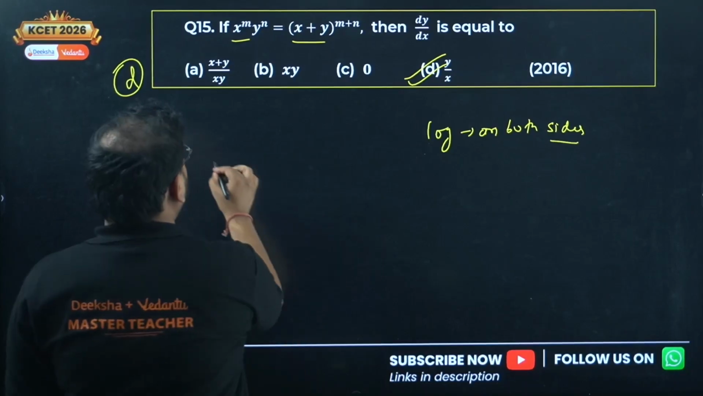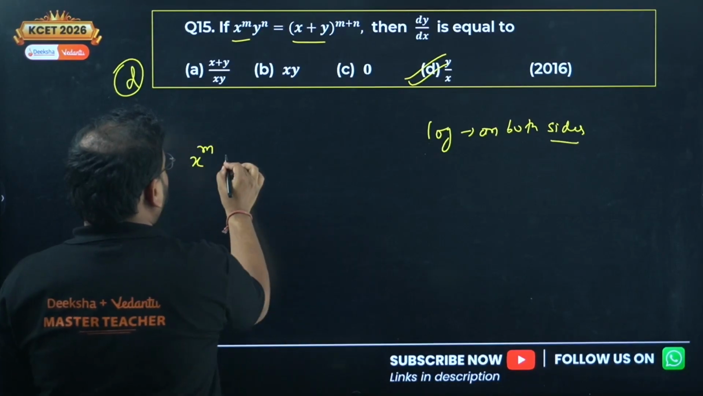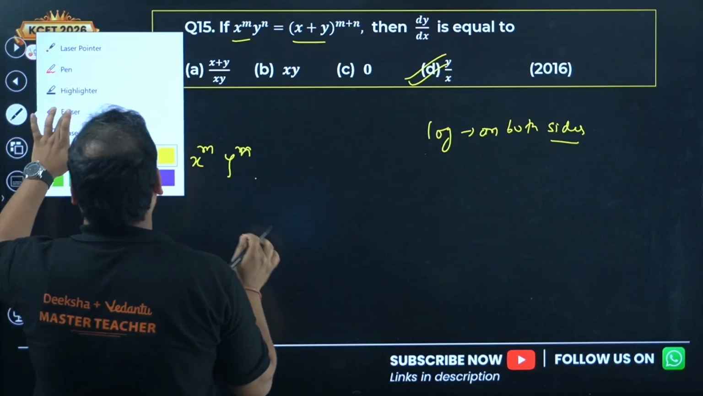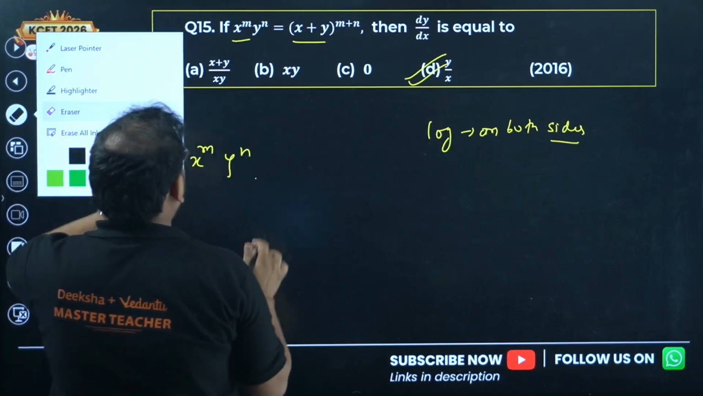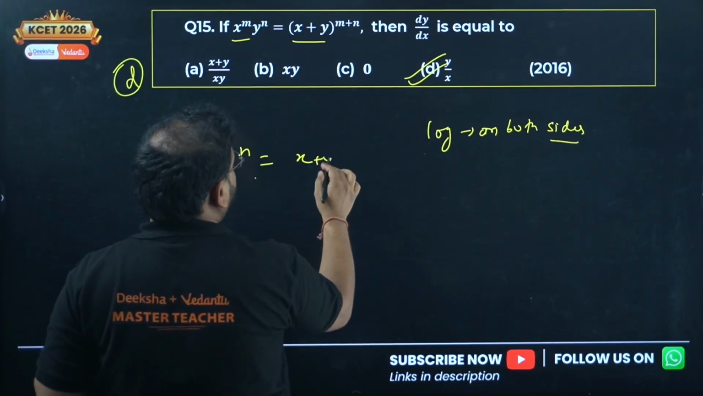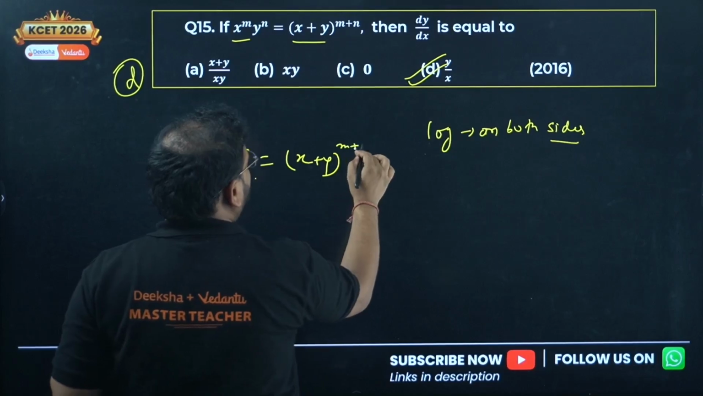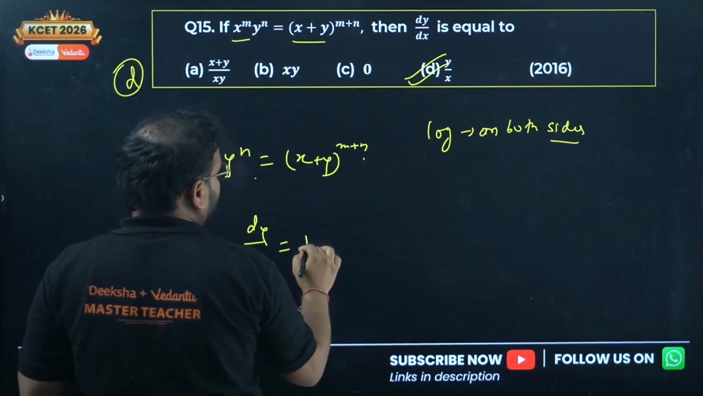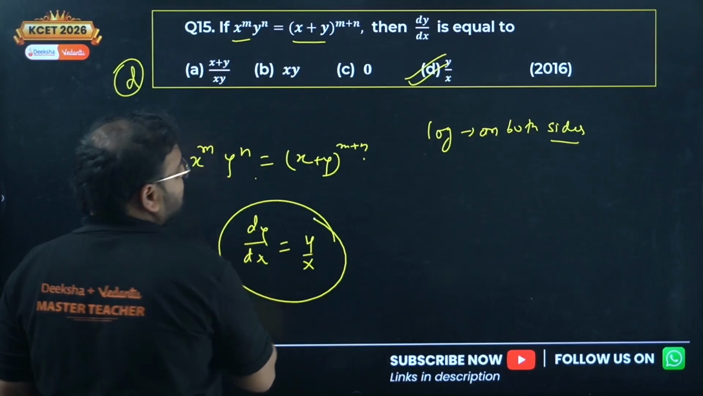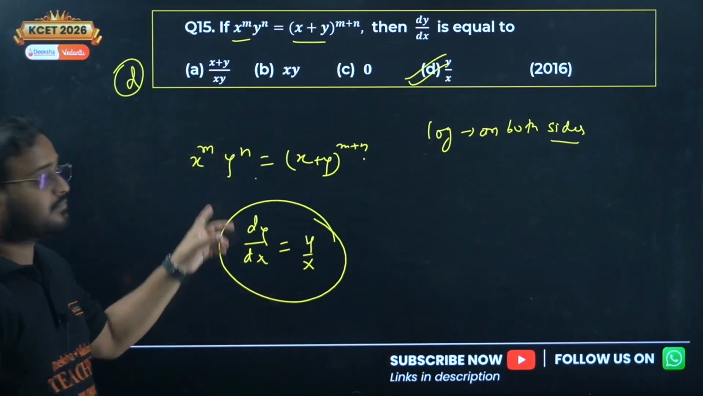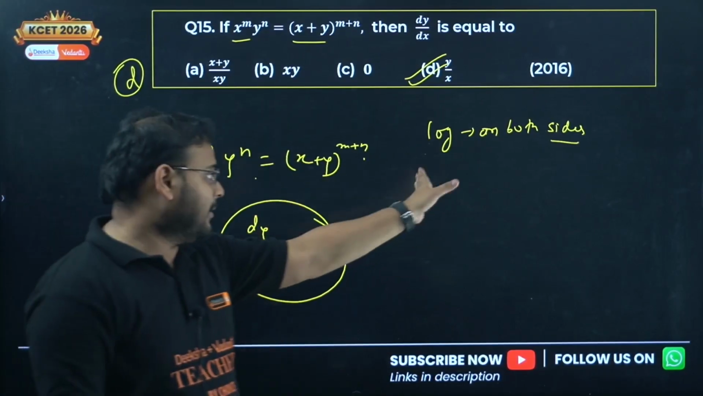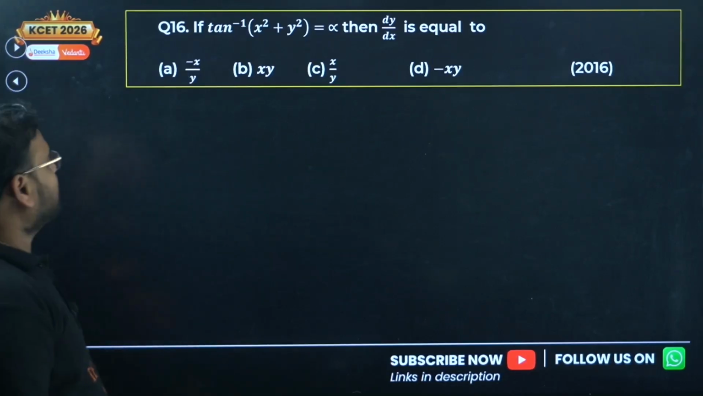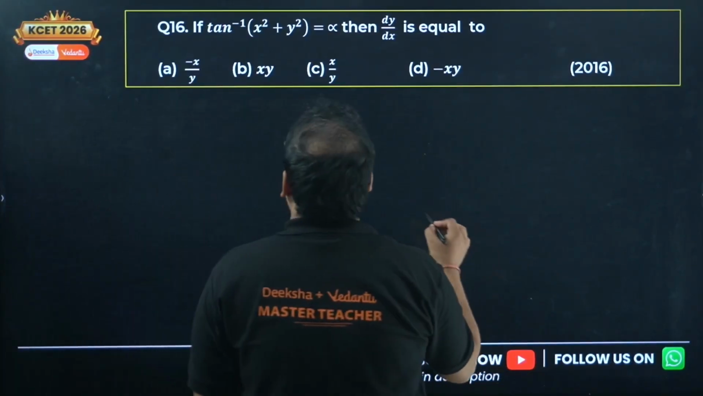What is the trick? If you have here a product of x and y to the powers m and n, the index is m and n. And if you have the right side as the sum of the bases to the power of the sum of the indices, the result is given like this: dy/dx equals what? y/x. So the option is D. Trick over here. If you want to solve it, apply log on both sides and get the result. 16th, tan inverse of (x square plus y square) is alpha.